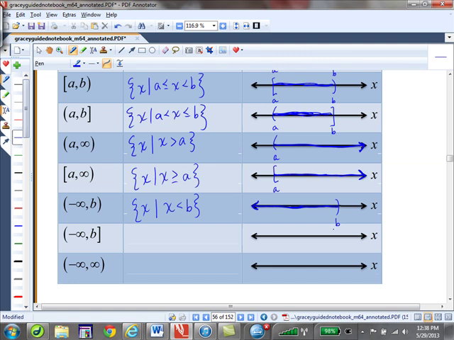If we want to include B, we would have the square bracket, darken in the arrow to the left. So we'll have x such that x is less than or equal to B. And then what if everything's included? Well, we would just say x such that x is a real number and you would darken in the whole line.